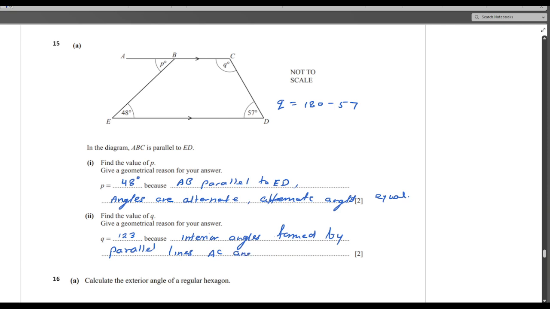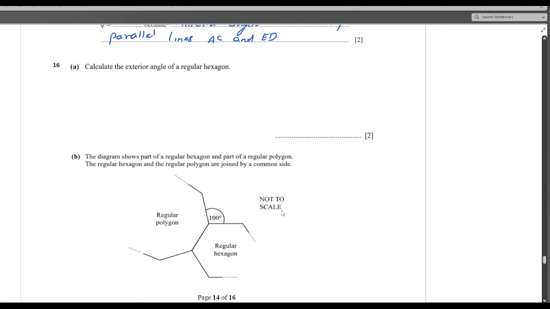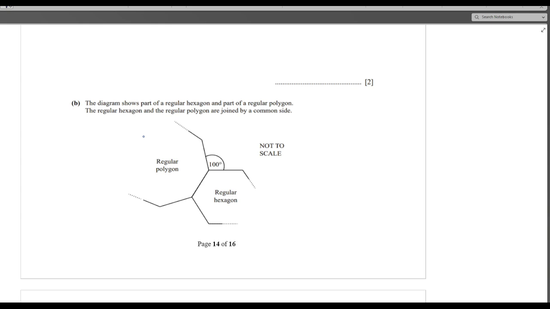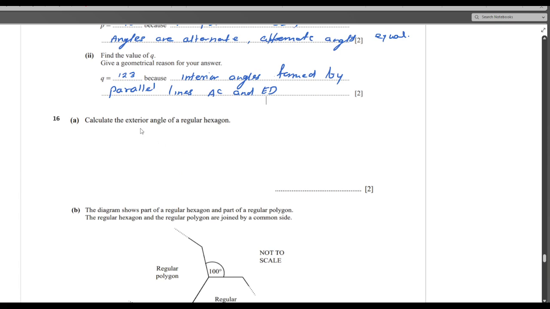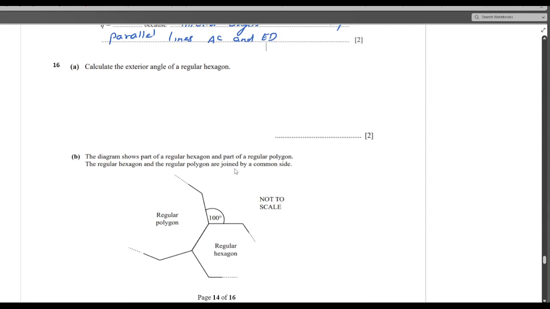AC and ED. Calculate the exterior angle of the regular hexagon. Now, what is the question? Calculate the exterior angle of a regular hexagon. Now, a regular hexagon has 6 sides, so each exterior angle is 360 divided by 6, that is 60 degrees. 60 degrees is your exterior angle for a regular hexagon.